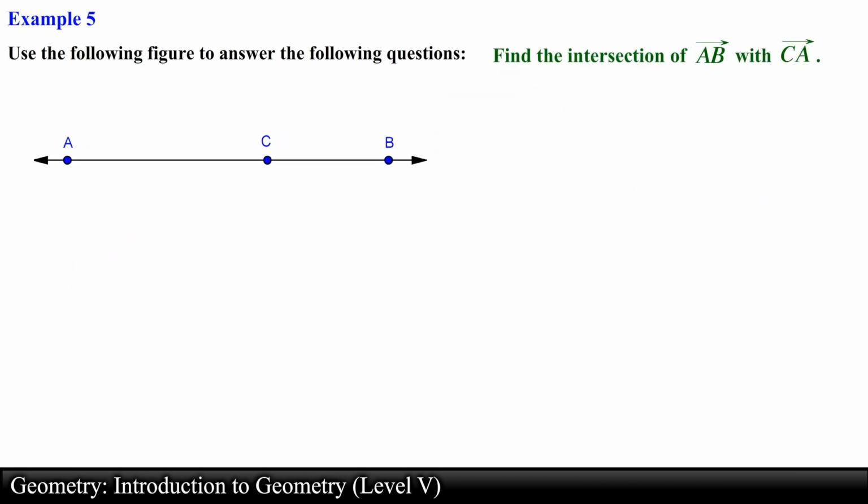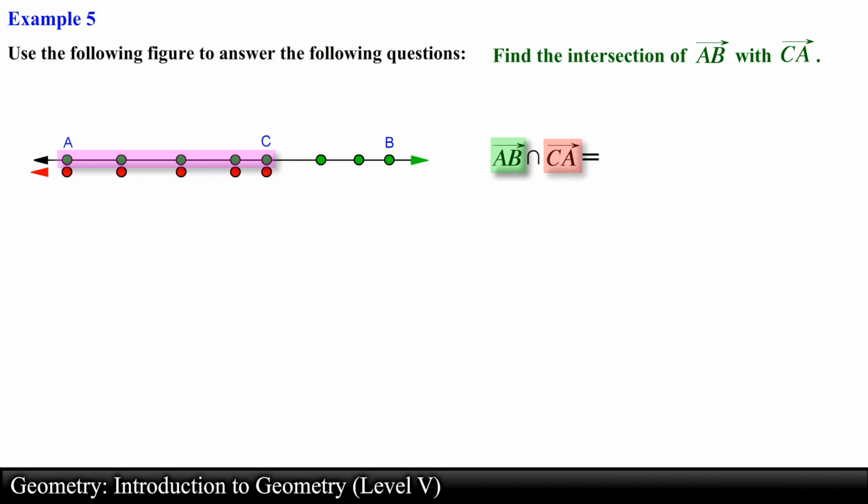Find the intersection of ray AB with ray CA. Using set notation, this problem translates to the following expression. Once again, let's identify the set of all points located on ray AB. Then we need to identify the set of all points on ray CA. Now it's just a matter of finding where the set of points of these two rays intersect. We see that the set of points on both rays start intersecting at point A and end at point C.